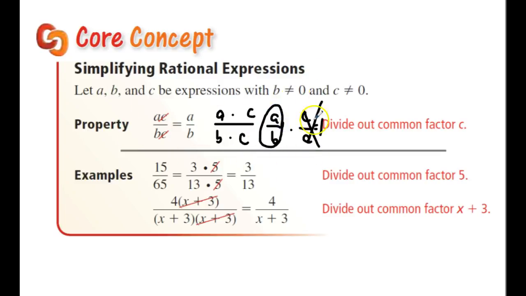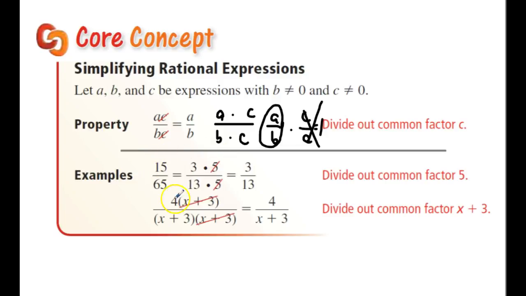This is the simplified version, and we can use this in other places, and we'll look at examples. The big thing to note is that neither b nor c can be 0. Anything in the denominator cannot be 0, and that goes back to our essential question of excluded values. Anything that turns the denominator to 0 becomes an excluded value. So let's look at a couple of examples.